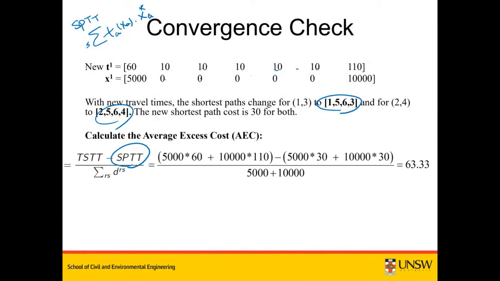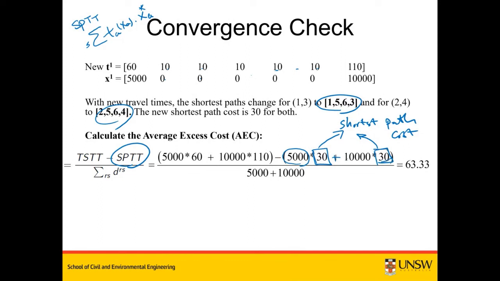So what we end up doing is multiplying this 5,000 by this shortest path cost. These two are the new shortest path cost, right? Using the all or nothing assignment volumes. So it's just using the all or nothing assignment volumes. So it would be 5,000 multiplied by 30 plus 10,000 multiplied by 30, because this is the new cost of the all or nothing assignment.